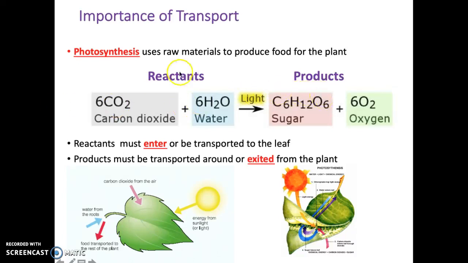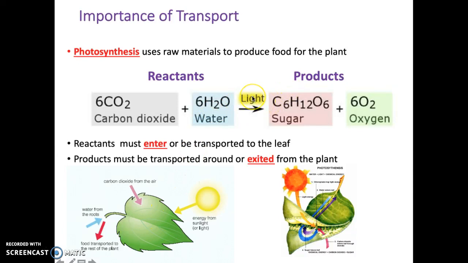So make sure that you have the reactants for photosynthesis, that is carbon dioxide and water, together with light. Sometimes they put it on top of the arrow instead of on the other side. But these are the 3 reactants that plants need. The water, plants get from the roots. The CO2, they actually get through the leaves, as well as the light, they get through the leaves.